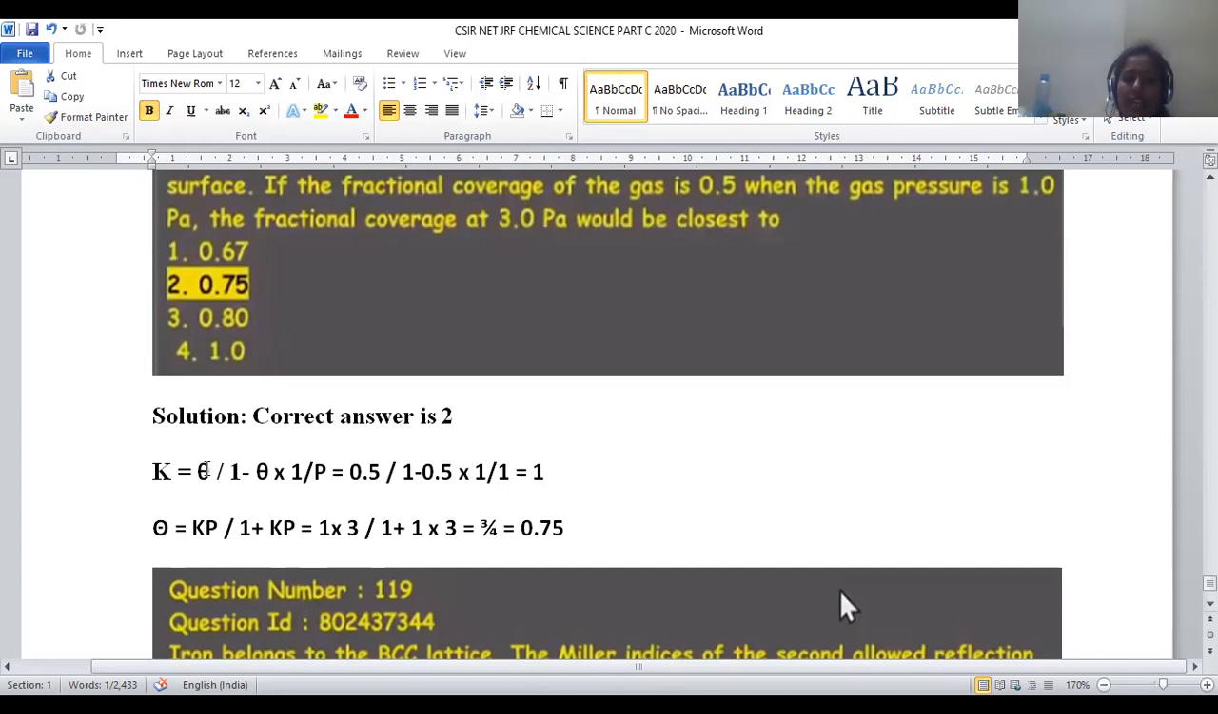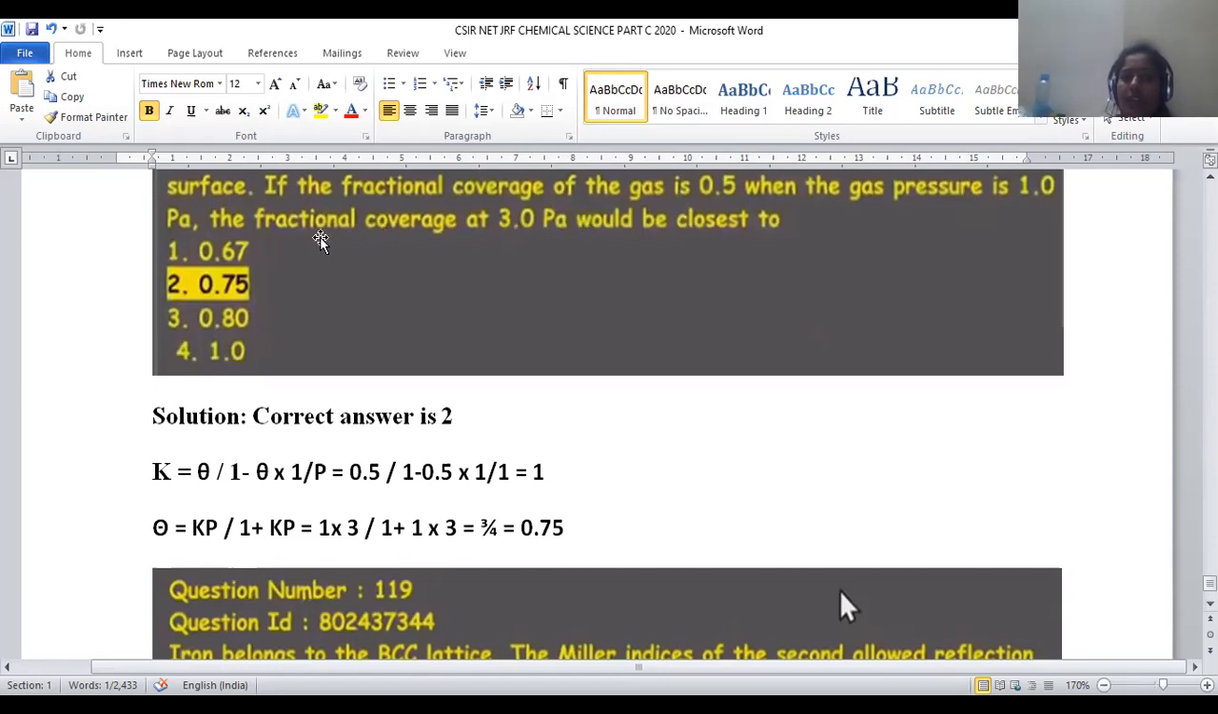So what is the value obtained? Theta by 1 minus theta into 1 by P is the formula. Theta is nothing but fractional coverage. How much? 0.5 by 1 minus 0.5 into 1 by 1. That is nothing but 0.5 by 0.5, both get cancelled. So K is equal to 1. What is the value of K? 1 it is. Now let us predict theta for the fractional coverage at 3 Pascal pressure.